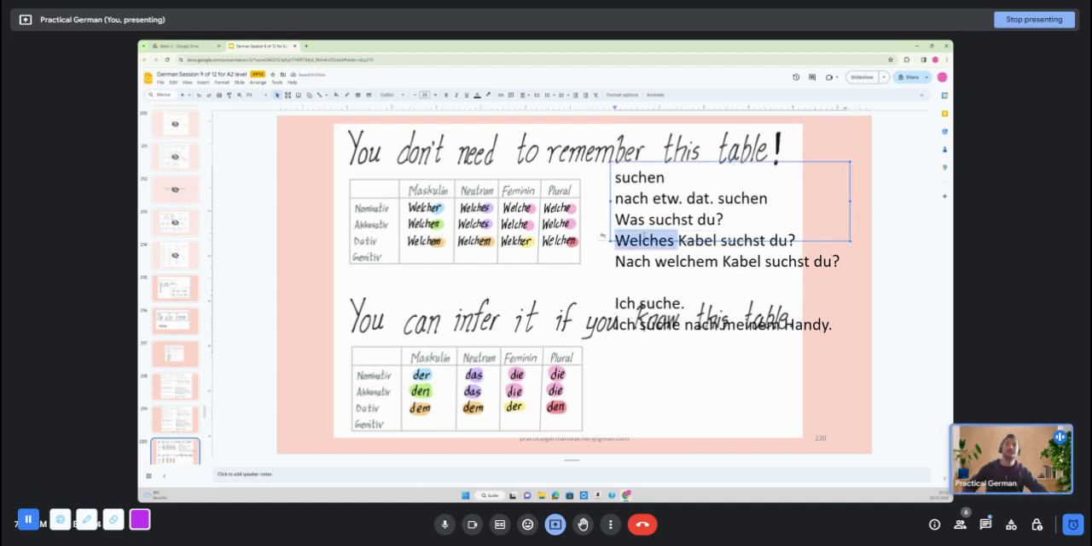So here the object was in accusative form, and that's why here the object was in accusative form. Here the object is in dative form, right? Okay. That's why I'm stressing: Welches Kabel suchst du? Because here the object is after nach, and after nach it has to be dative. It comes with practice.